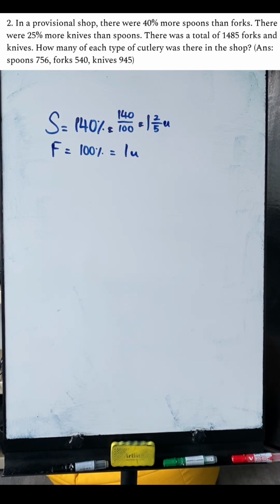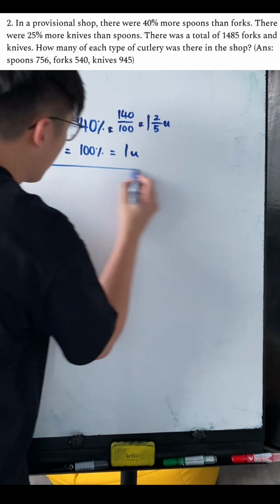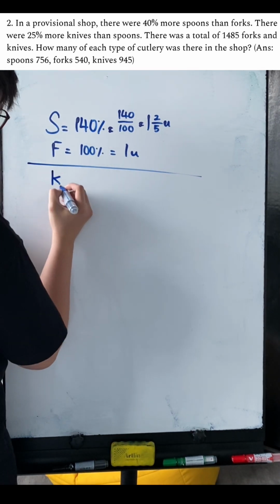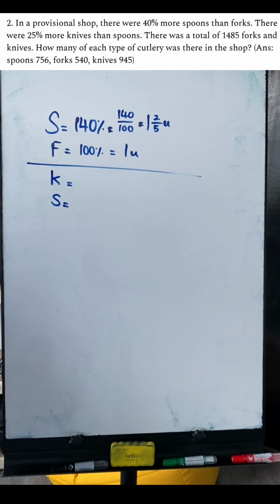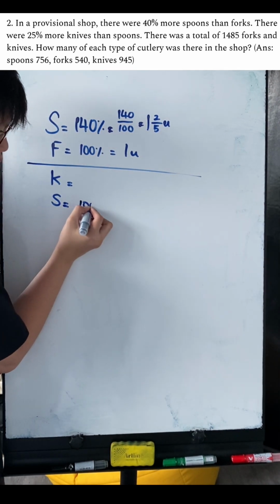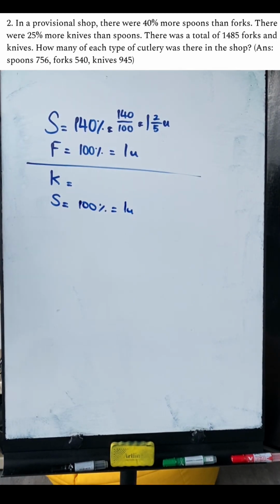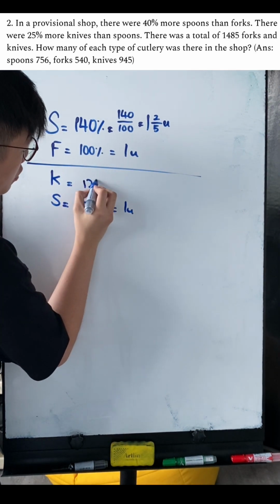They say there were 25% more knives than spoons. Teacher Joseph says that whenever you see more than, less than, you have to find my 100%. So we are going to draw a line here. What are the other two things that they are comparing? Knives and spoon. Which is more? Knives. If knives is more, knives cannot be my 100%. So we immediately write down that spoon is 100%, which is equal to 1 unit. Make sense? Now, knives, how much more? 25% more, so we just put 125%.